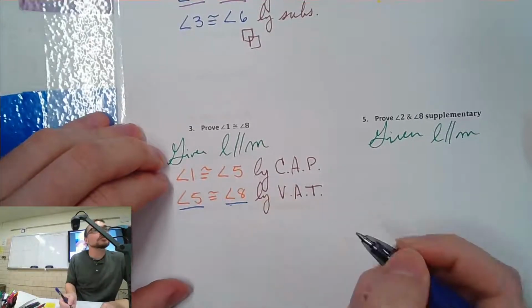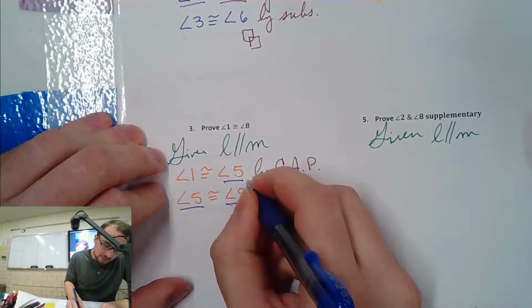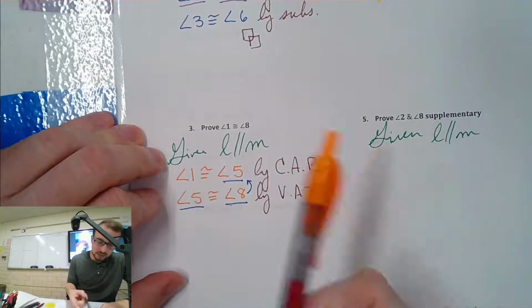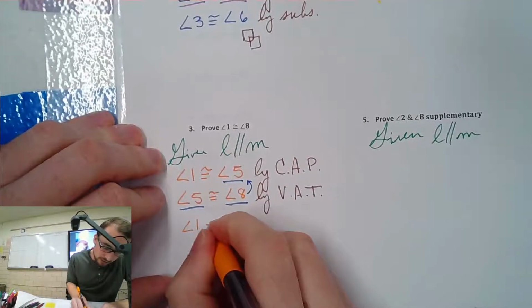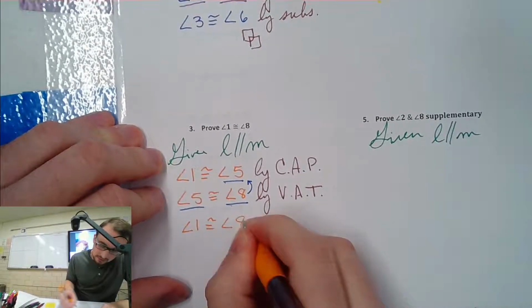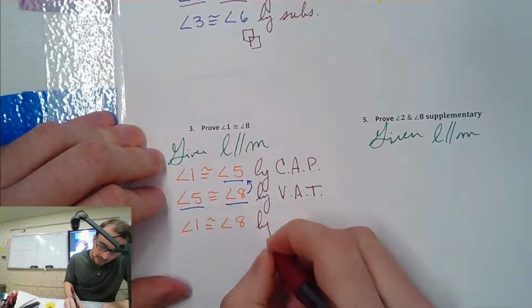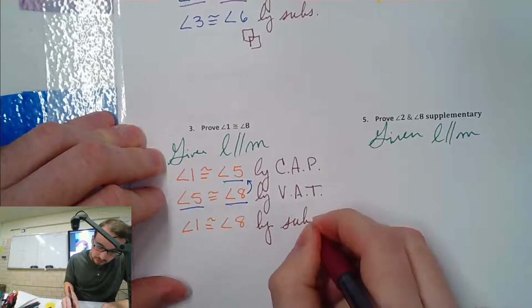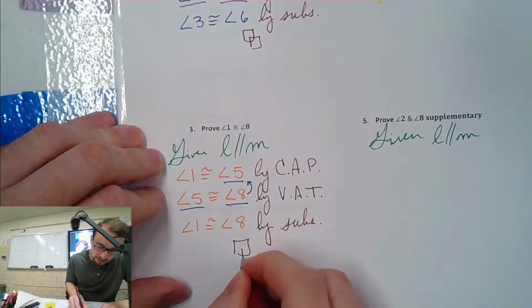5 is 8. They're the same, which means I can take that 5 and switch it out for an 8, which is what I want to do, because I want to get 1 and 8 together. So 1 is congruent to 8 by substitution. Substitution.